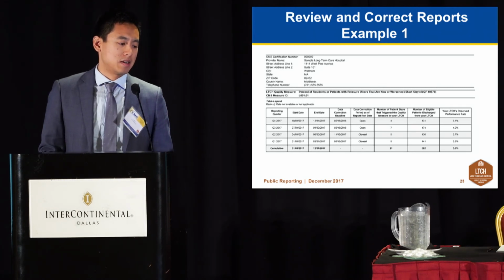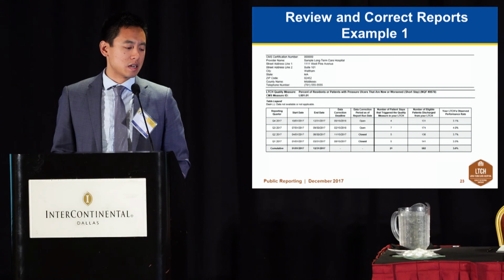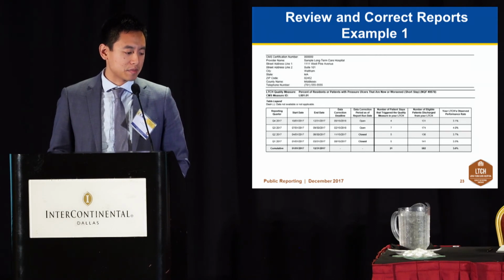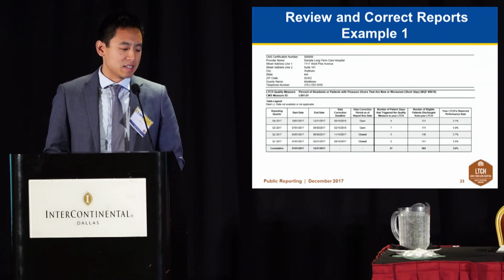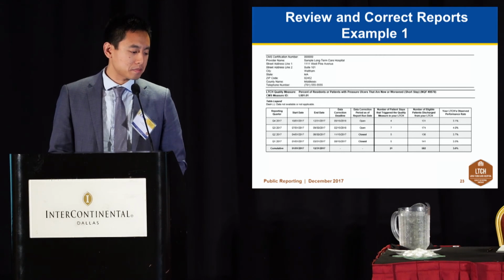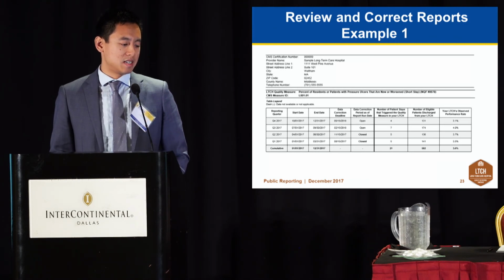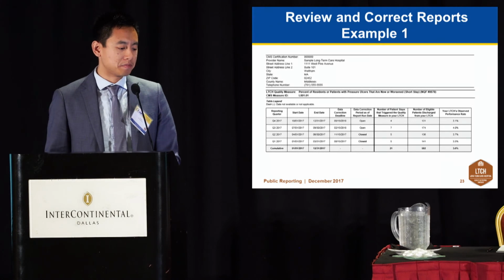So here is the review and correct report. On the top of your screen is the provider information: your CMS certification number, provider name, address, city, state, etc. The next line is the LTAC quality measure in question, and then the unique CMS measure ID below that. After that is the table legend, which you need to read the table. In this table, a dash means the data is not available or not applicable.